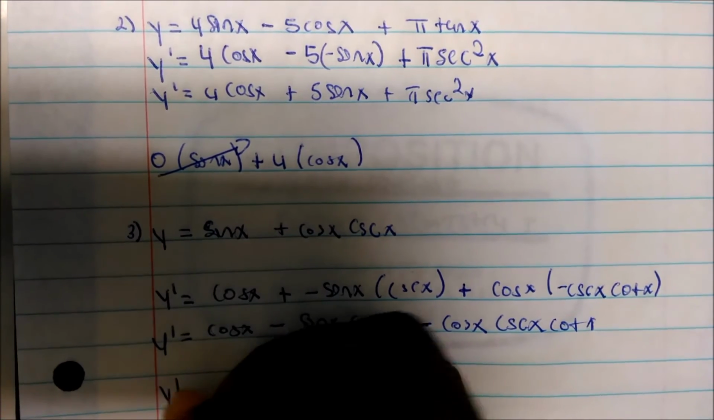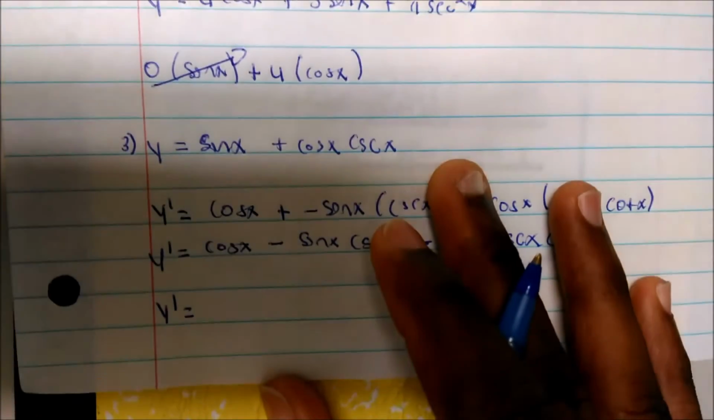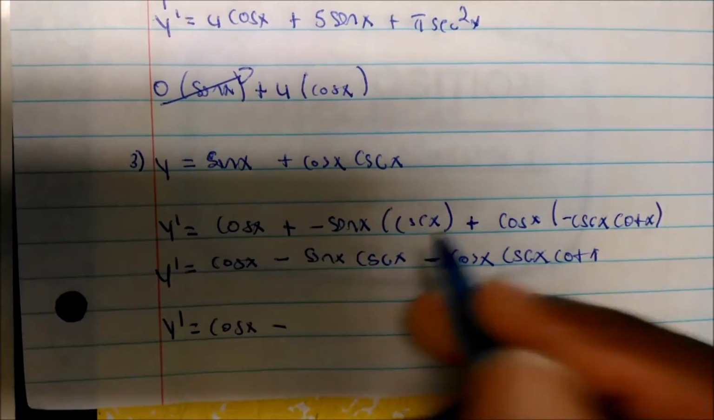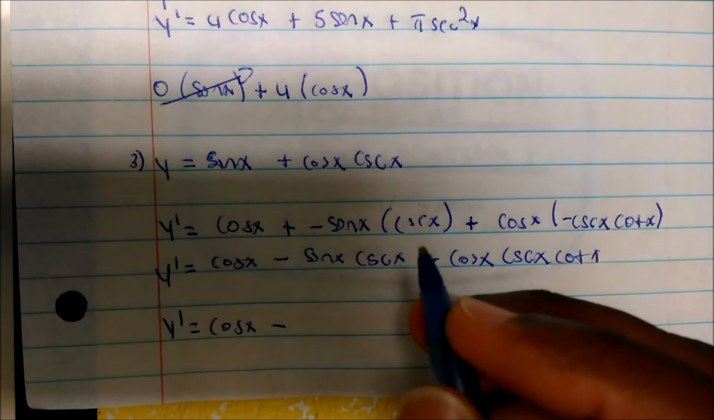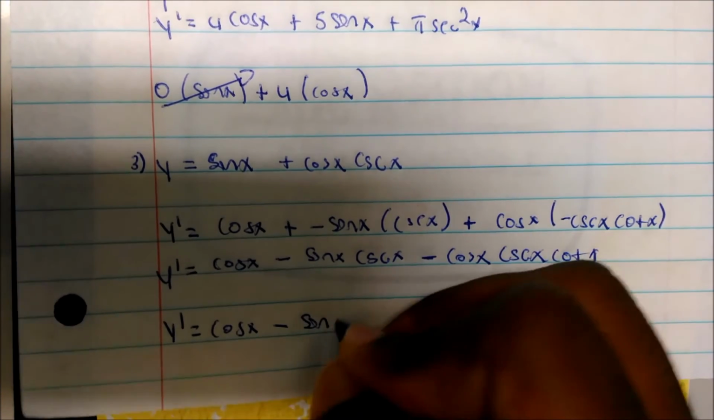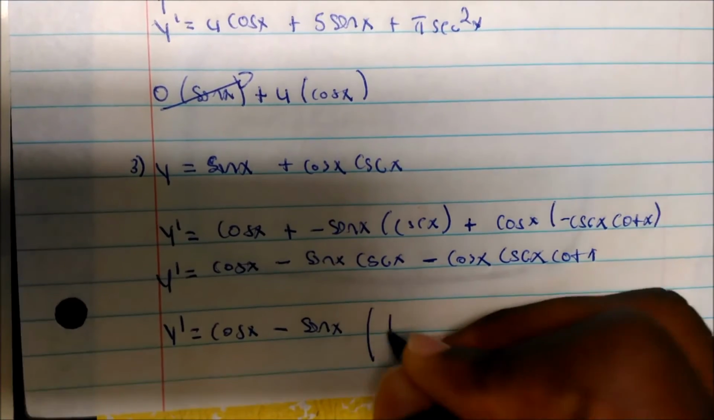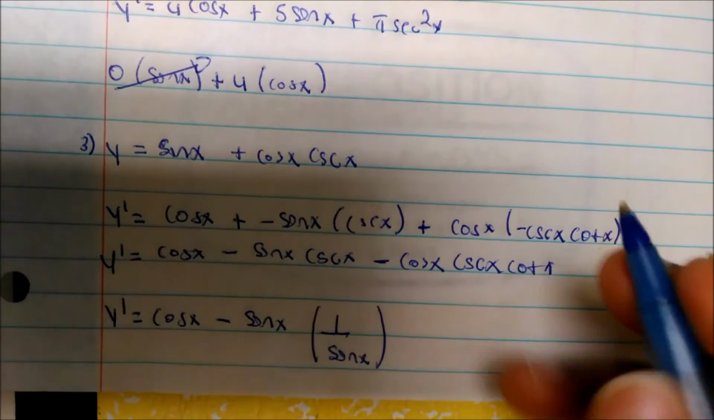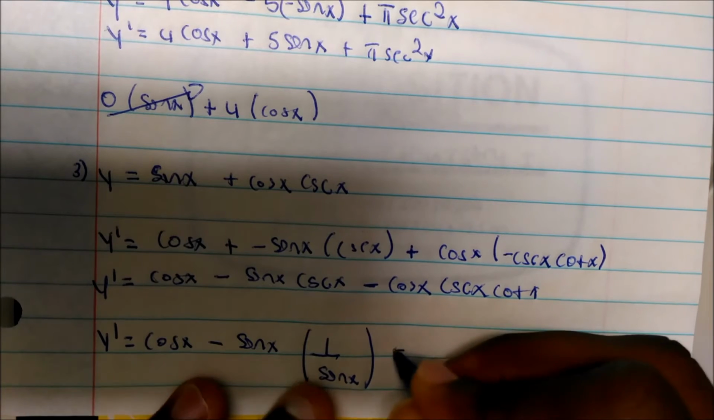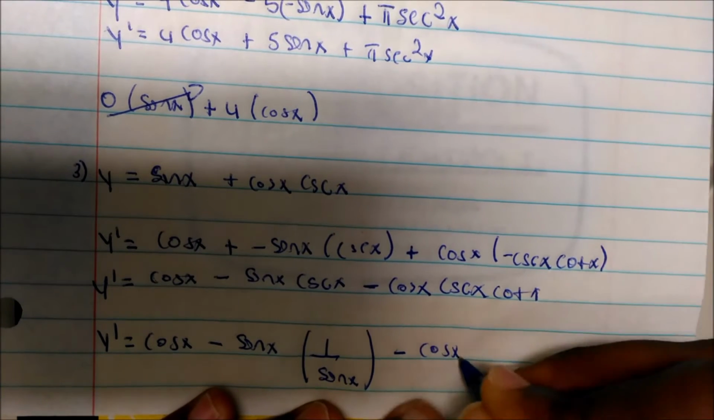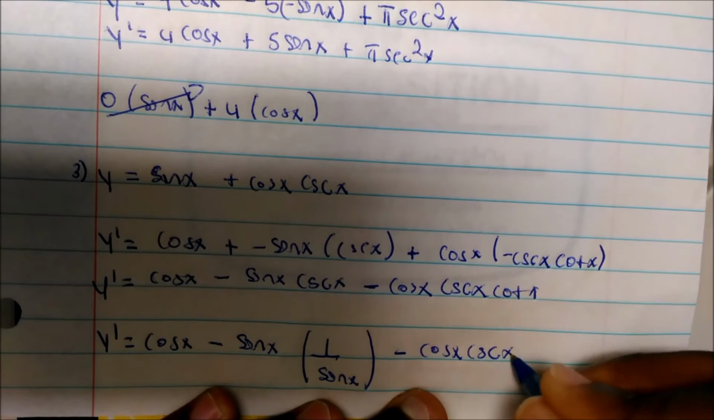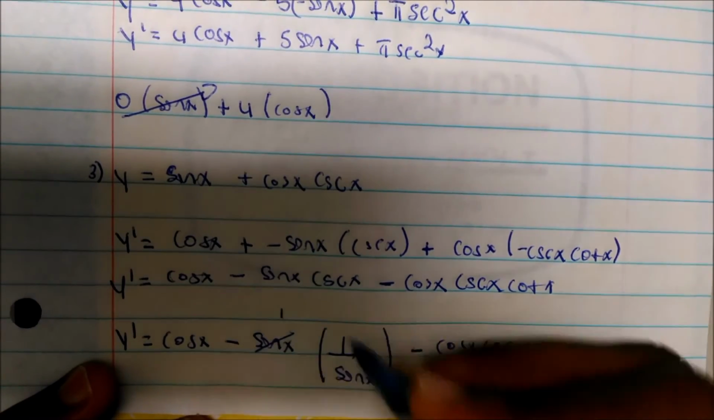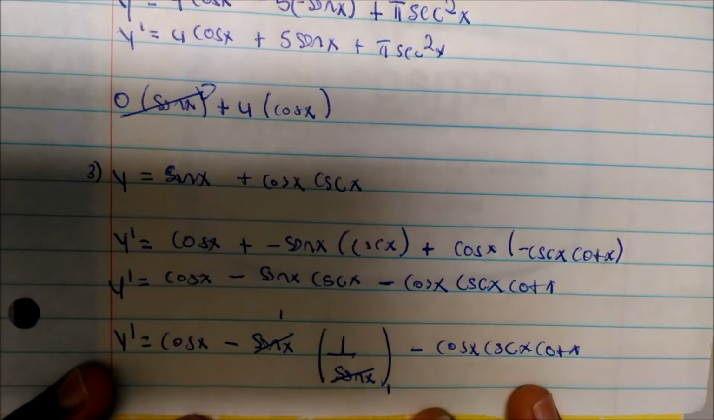So I could see that cosecant of x is actually 1 over sine of x. So this is just sine of x multiplied by 1 over sine of x, the same thing as cosecant of x. Minus cosine of x, cosecant of x, cotangent of x, right? These cancel out, right? These go to 1, right?